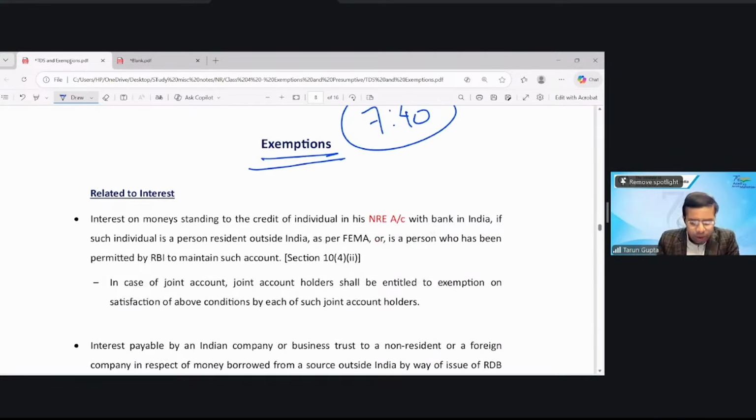So what exemption? First, we'll deal with the exemption related to interest. It means the interest income which the non-resident or foreign company is deriving from India is exempted from tax. So this interest income shall not be taxable, and correspondingly, the payer shall not be required to withhold tax on payment of such type of interest, which we will discuss.